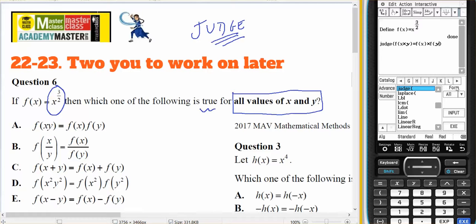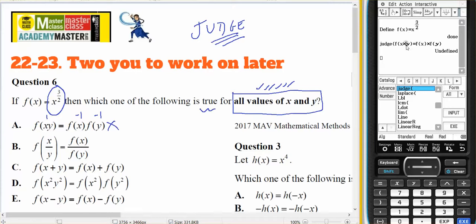And when I press execute, it tells me it's undefined. It's undefined because when x equals -1 and y equals -1, f of -1 times -1 is 1. So f of this gives me 1, but these are undefined. And it has to work for all values of x and y. That's why I get an undefined. Undefined means sometimes it's true, sometimes it's not true. So it's not going to be this one.